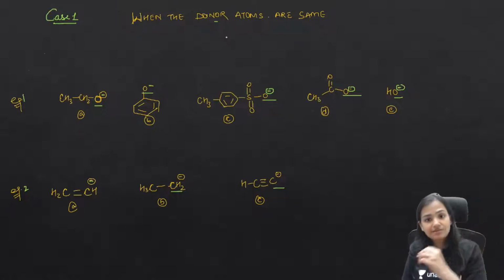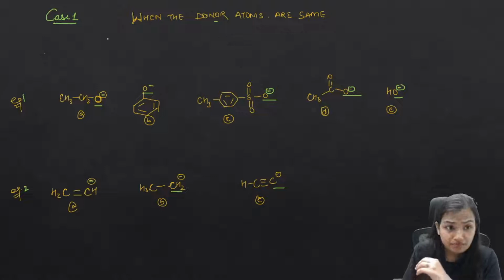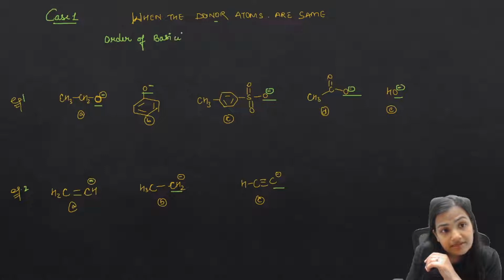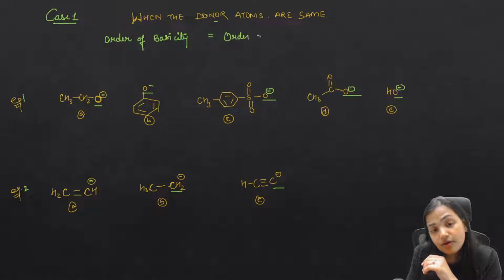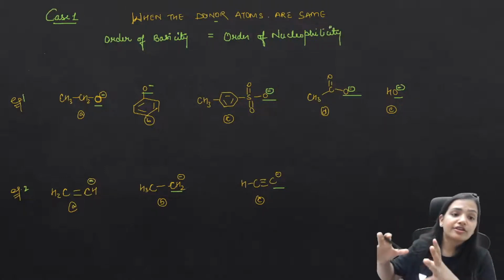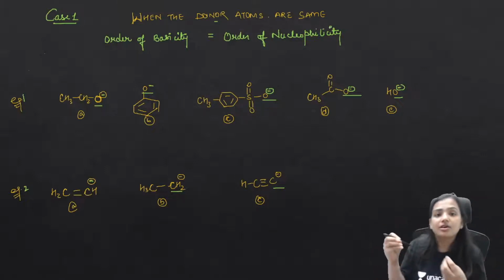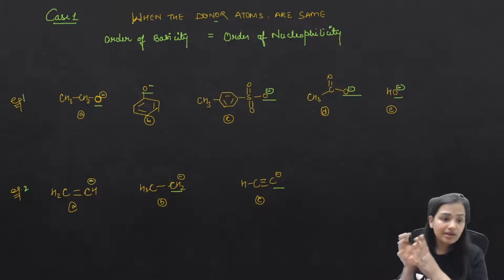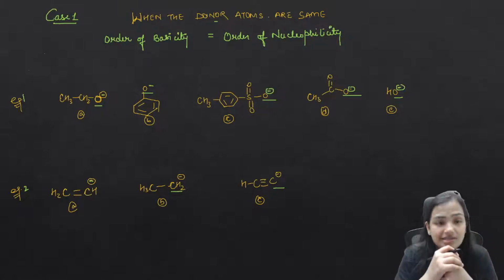So, when the donor atoms are same, the order of basicity, that is the basic strength, will be equal to the order of nucleophilicity. What does this mean? This simply means that whatever the order of basicity is going to be the order of nucleophilicity. Let me take an example and let me make you understand this.